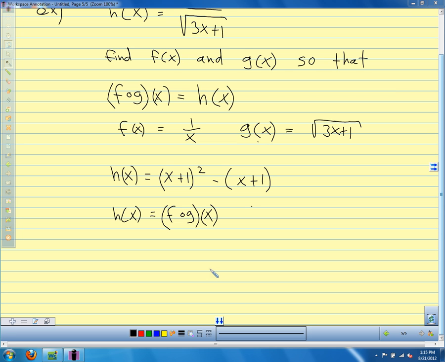So one person thinks they know. Anybody else think they know here? Couple. So the way I think of these is inside function and outside function. If we look at this function, what quantity is inside the parentheses? X plus 1, right? So let's let g of x be x plus 1.